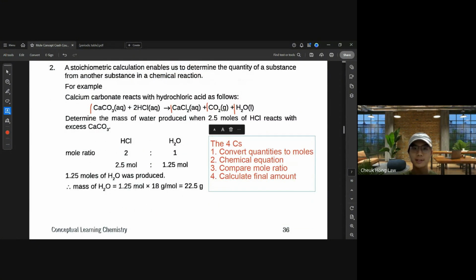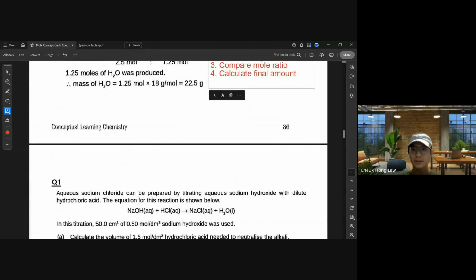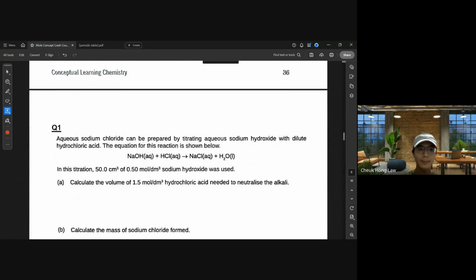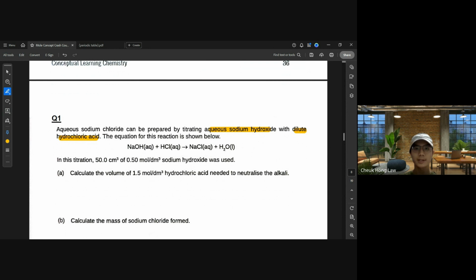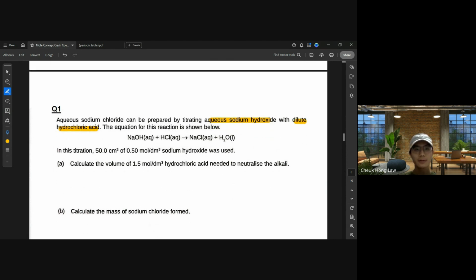So I'm not going to use this example here. I'm going to use the one below. Aqueous sodium chloride can be prepared by titrating aqueous sodium hydroxide with dilute hydrochloric acid. The equation for this reaction is shown below. So we have sodium hydroxide plus HCl to give NaCl plus H2O. This is the chemical reaction. In this titration, 50 cm³ of 0.50 mol/dm³ sodium hydroxide was used. Calculate the volume of 1.5 mol/dm³ hydrochloric acid needed to neutralize the alkali.